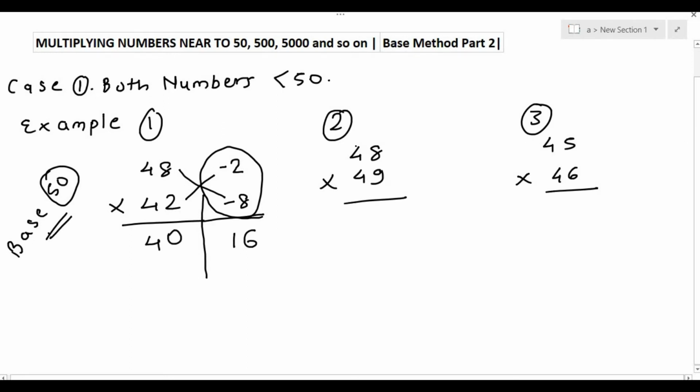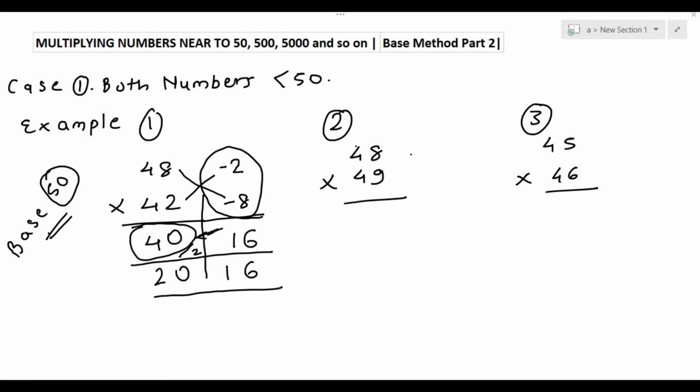And then the one thing which we do here is divide this number by 2. While we were doing it with 100, we used to take this number as it is. Now we are doing it with 50, so we'll divide this number by 2. So 20, 16. So 2016 will be our final answer for 48 into 42.